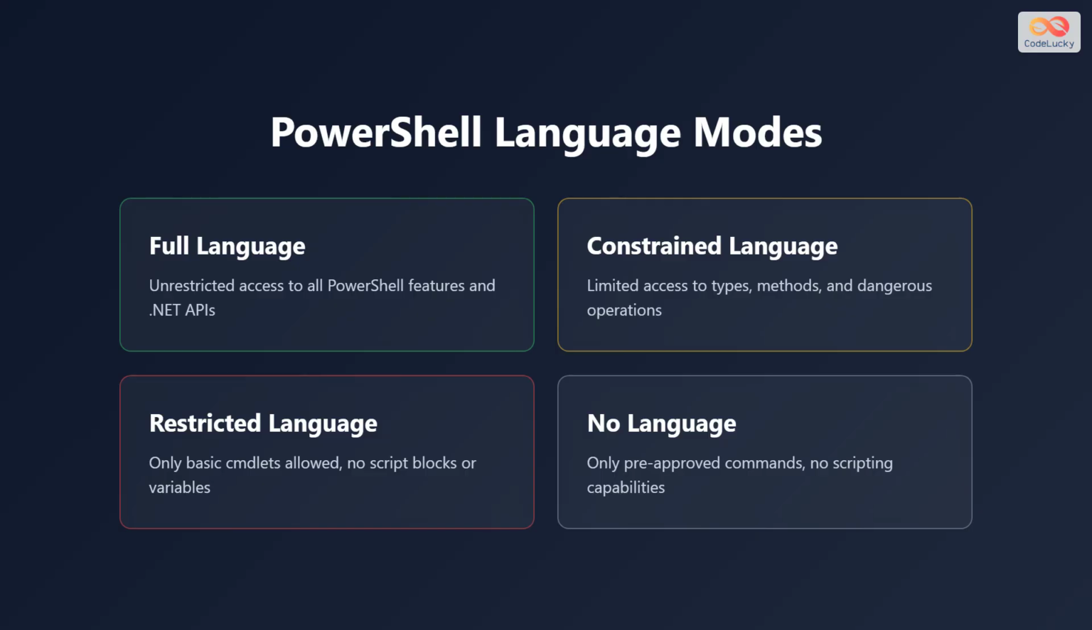PowerShell actually has 4 different language modes, each with different levels of restriction. Full language mode gives you unrestricted access to all PowerShell features and .NET application programming interfaces. This is the default mode on most systems. Constrained language mode provides limited access to types, methods, and dangerous operations. Restricted language mode only allows basic commandlets with no script blocks or variables. And finally, no language mode only permits pre-approved commands with absolutely no scripting capabilities. Today, we're focusing on constrained language mode, which strikes a balance between security and functionality.